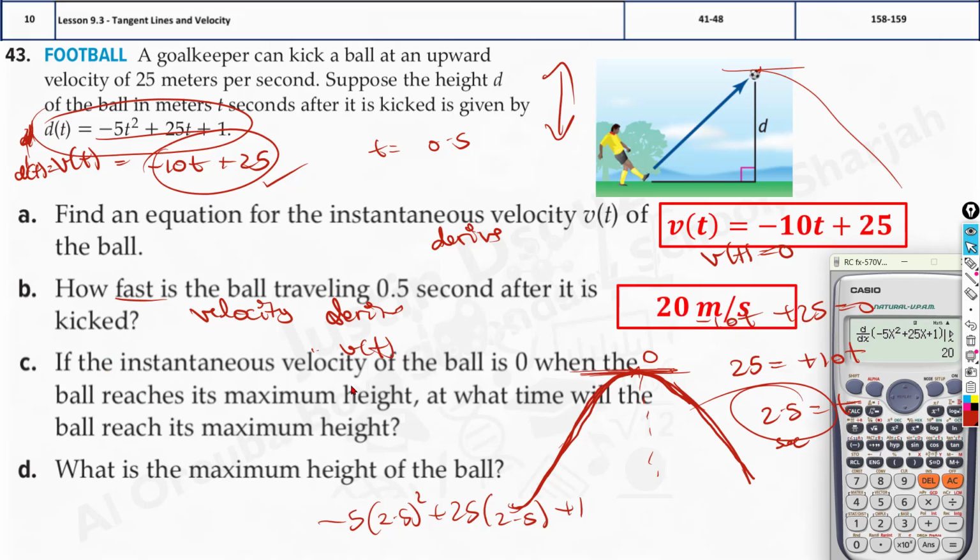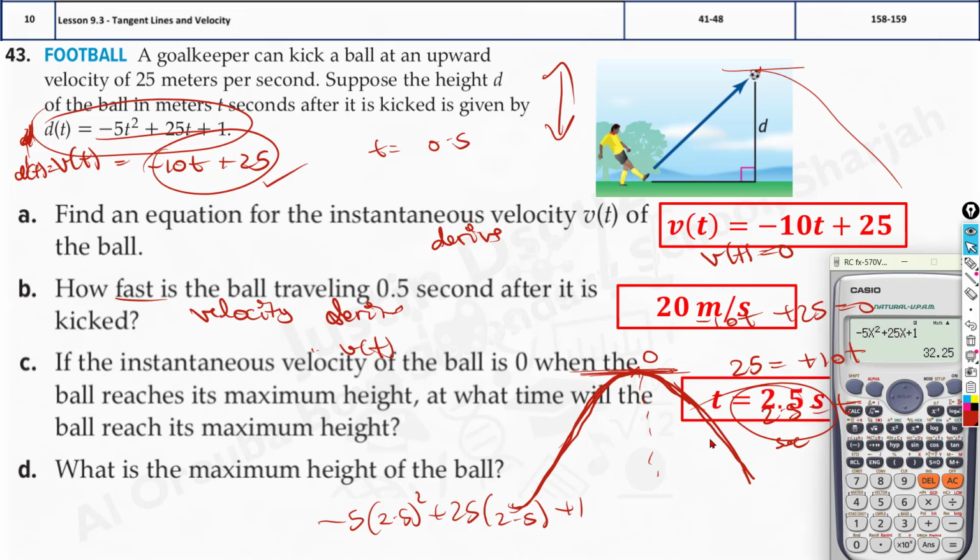What about this? If the instantaneous velocity of the ball is 0 and we found out the time, right? We just equate this to 0 and solve it. This one, this equation. And we found time as 2.5. Now here what you need to do is instead of this t, let's write that equation: minus 5t squared plus 25t plus 1, the distance equation. Calculate at 2.5, the time is 2.5. What is the answer? It's 32.5.